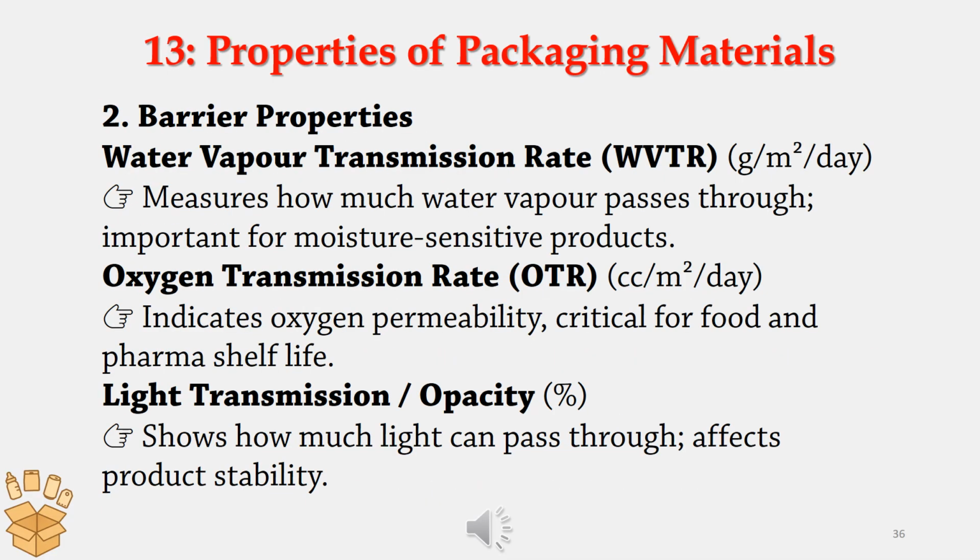Second, barrier properties. WVTR, water vapor transmission rate. It measures how much water vapor passes through. It's important for moisture sensitive products. OTR, that is oxygen transmission rate. It indicates oxygen permeability, critical for food and pharma shelf life. Light transmission, opacity. It shows how much light can pass through. It affects product stability.